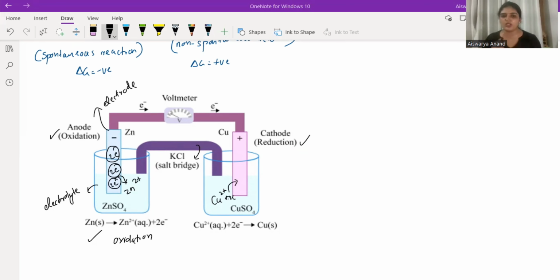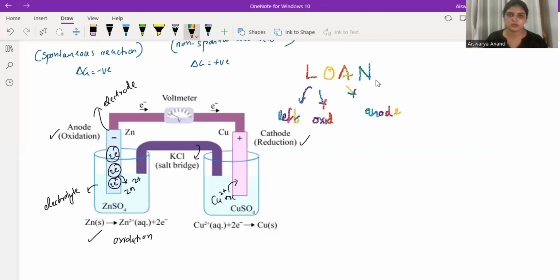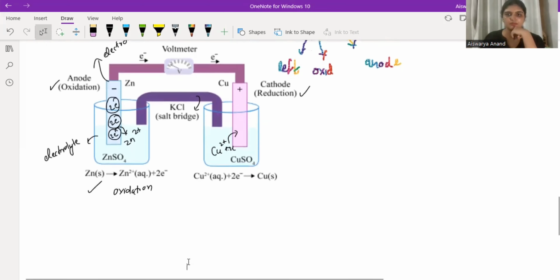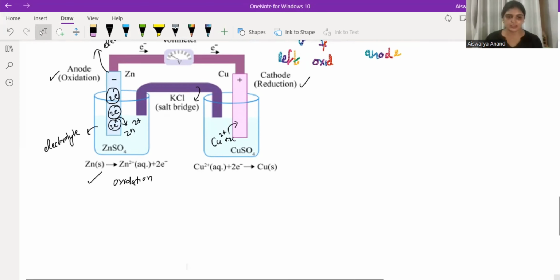I'll give a small shortcut for you to memorize this because it's really important. The shortcut is LOAN. L-O-A-N: left, oxidation, anode, negative polarity. Anode, negative. Clear? So this is what is explained over here. This is all about a galvanic or voltaic cell.